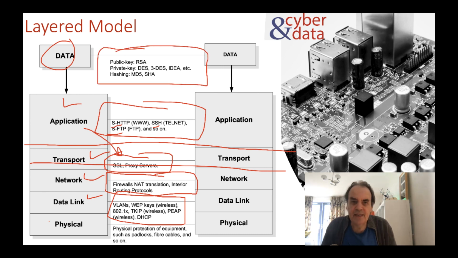But ultimately, if we want to keep security, then we will encrypt our data at source. So we might use public key encryption for that, RSA or elliptic curve. We might use symmetric key encryption, such as DES, 3DES, IDEA, and AES. And to create integrity, we will use hashing methods such as MD5 and SHA.